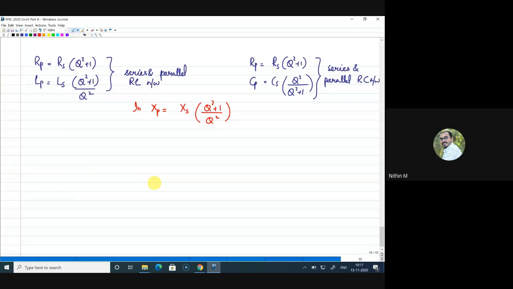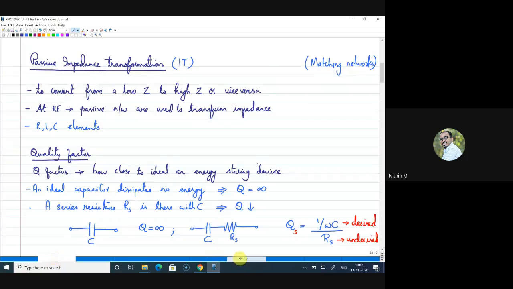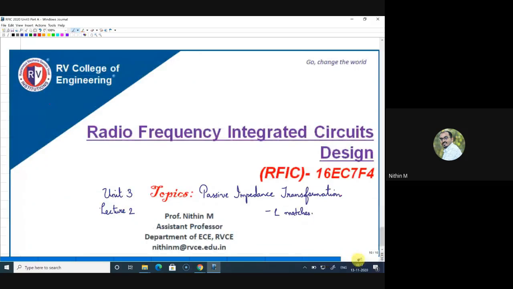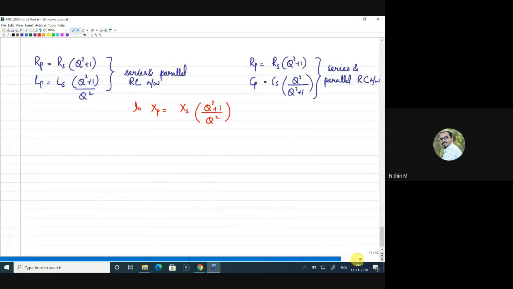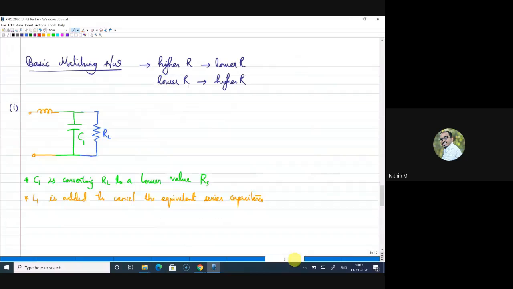To summarize, we spoke about quality factor, then we did series to parallel RC and RL network conversion. With this base, we are starting with some of the matching networks. Matching networks, as I mentioned before, are useful for transforming impedance from a higher value to a lower value, or from a lower value to a higher value. We will start with this basic circuit itself.